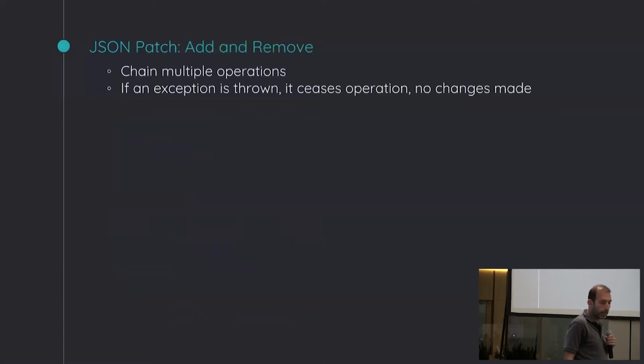Next, add and remove. A key feature of JSON patch is the capability to chain multiple operations, as I mentioned previously, and apply them sequentially to the result of the previous patch result. If an exception occurs during one of the operations, basically the operation stops and no changes are made to the original JSON.